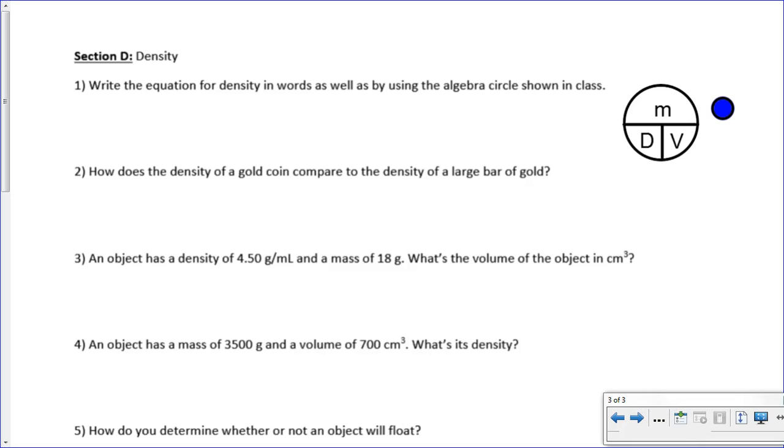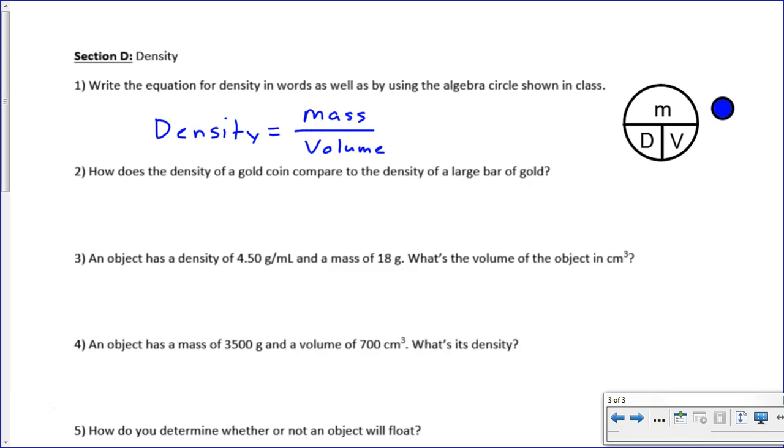All right, so for these density problems, we're going to be using the algebra circle over there on the right. The other way, it says it wants you to write them in words as well. So the density equation in words is just density equals mass over volume. Or again, you can use the density circle. You have to have this memorized for the test.